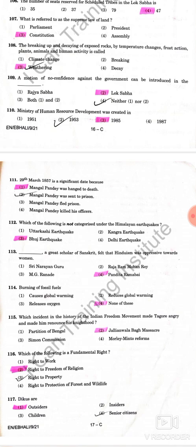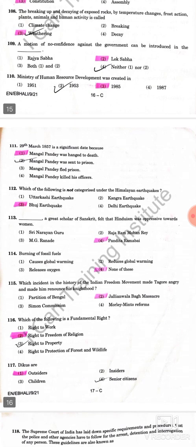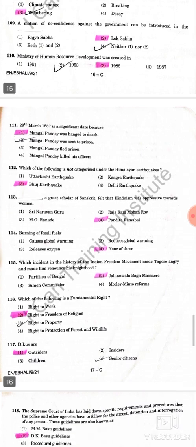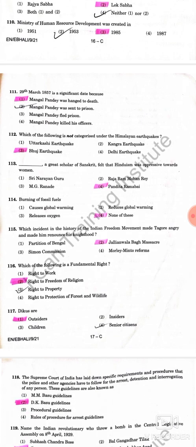Question 111. 29th March 1857 is a significant date because, and the answer is option number 1. Question number 112. Which of the following is not categorized under the Himalayan earthquakes? And the answer is option number 3.